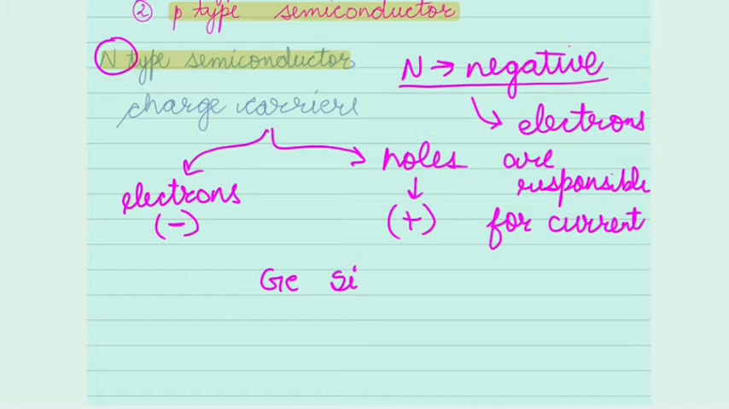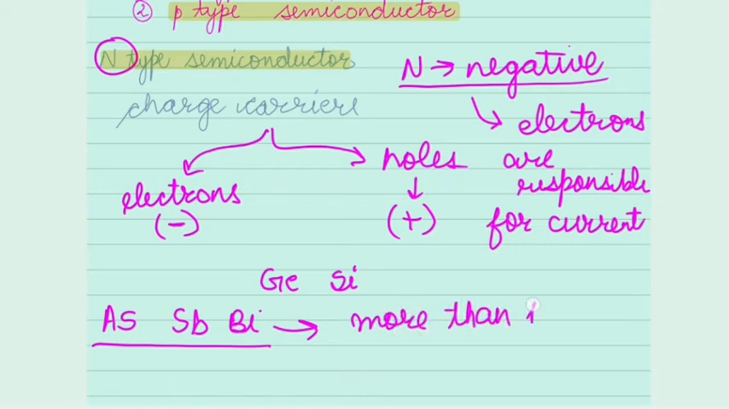Now if I am adding to it a pentavalent impurity, like arsenic, antimony or bismuth. These are actually those types of atoms which have more than 4 valence electrons.